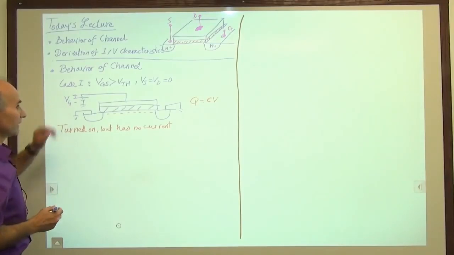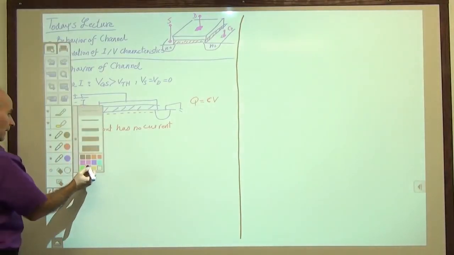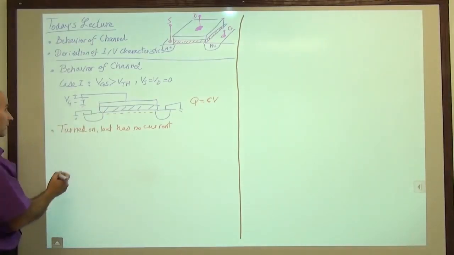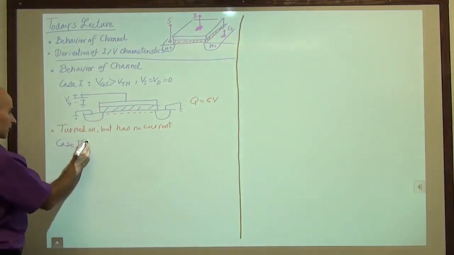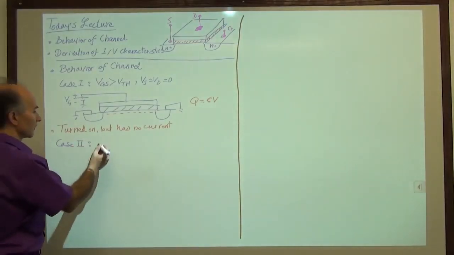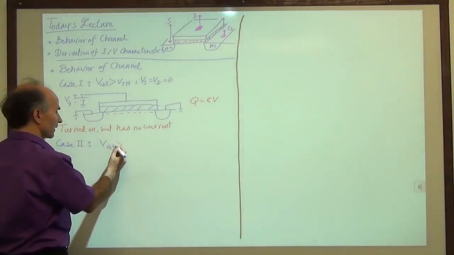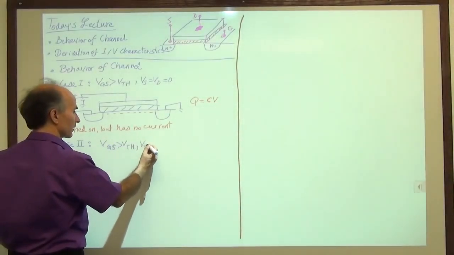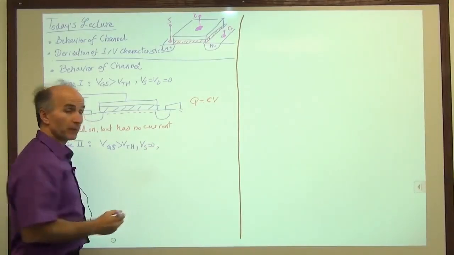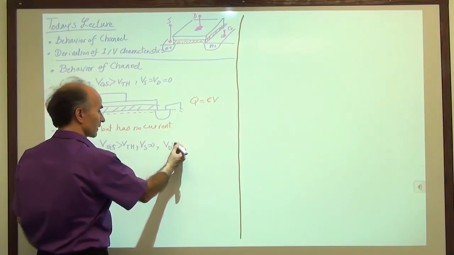Okay, so that was case number one. Let's go to case number two and consider a slightly more interesting situation. So again, the device is on, so VGS is greater than VTH. The source is still at 0, but we apply a voltage to the drain. So VD is greater than 0.